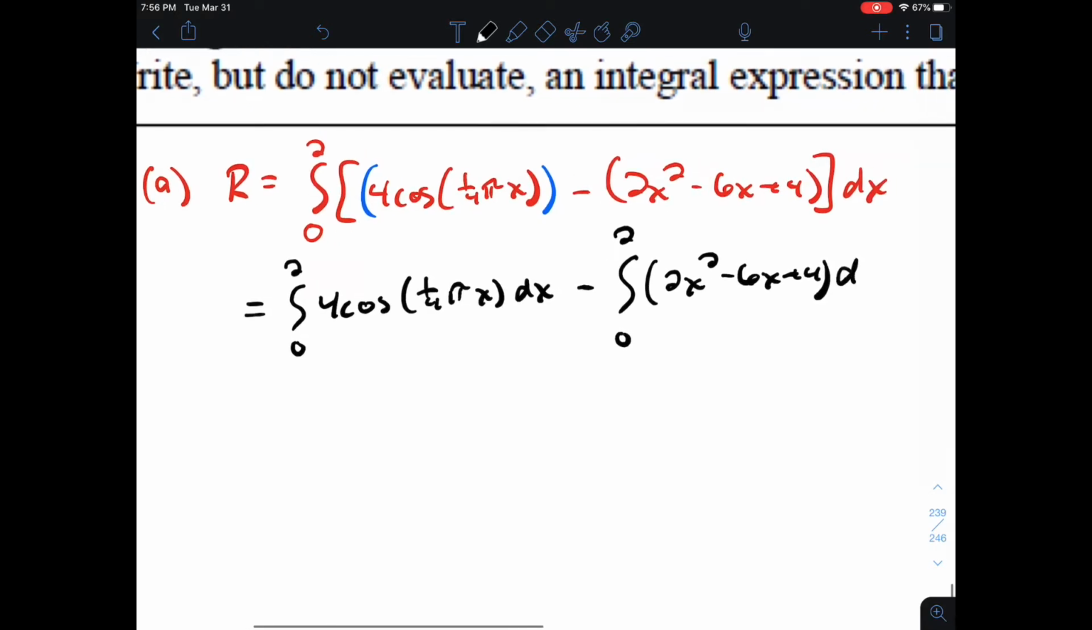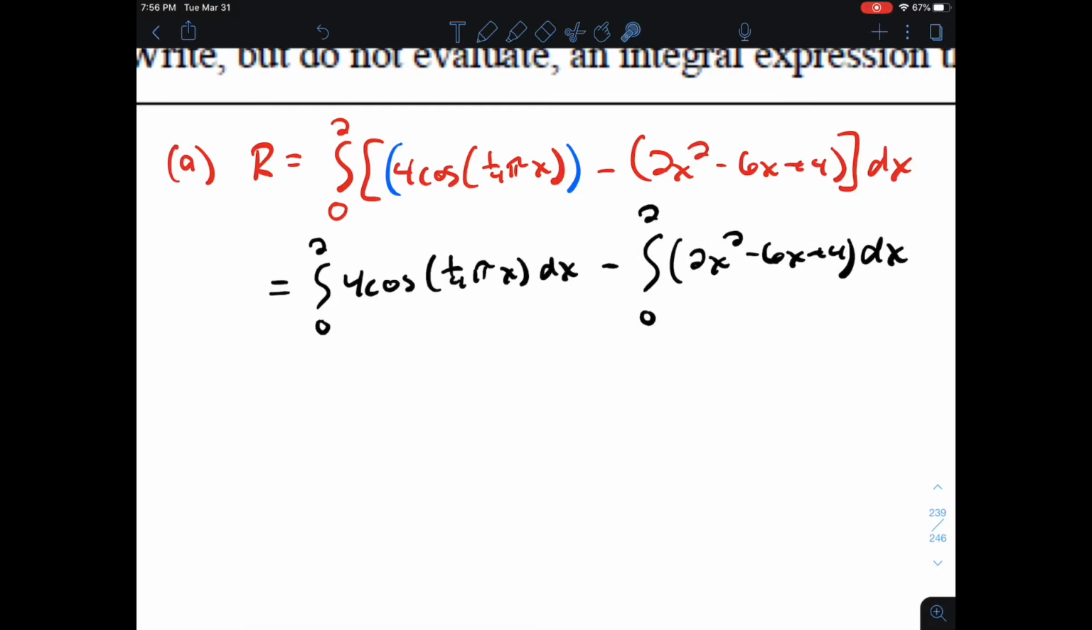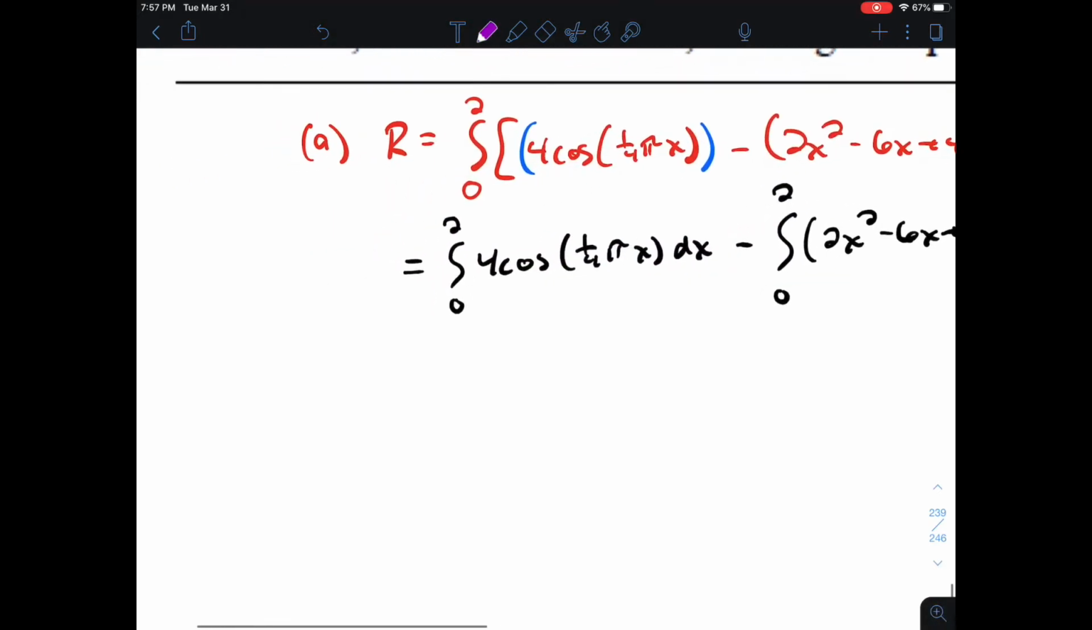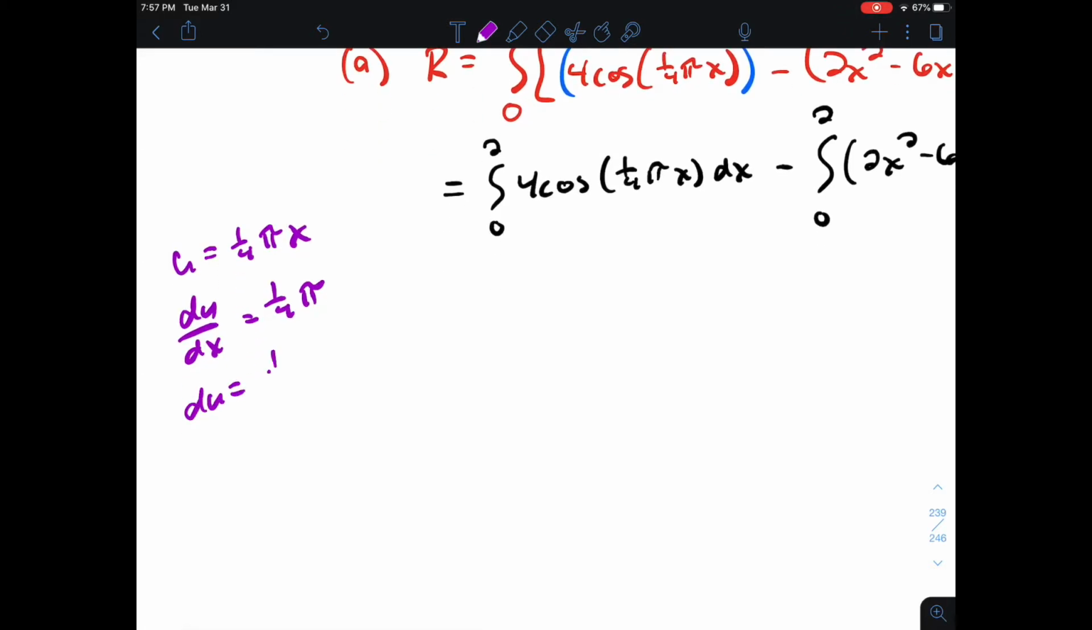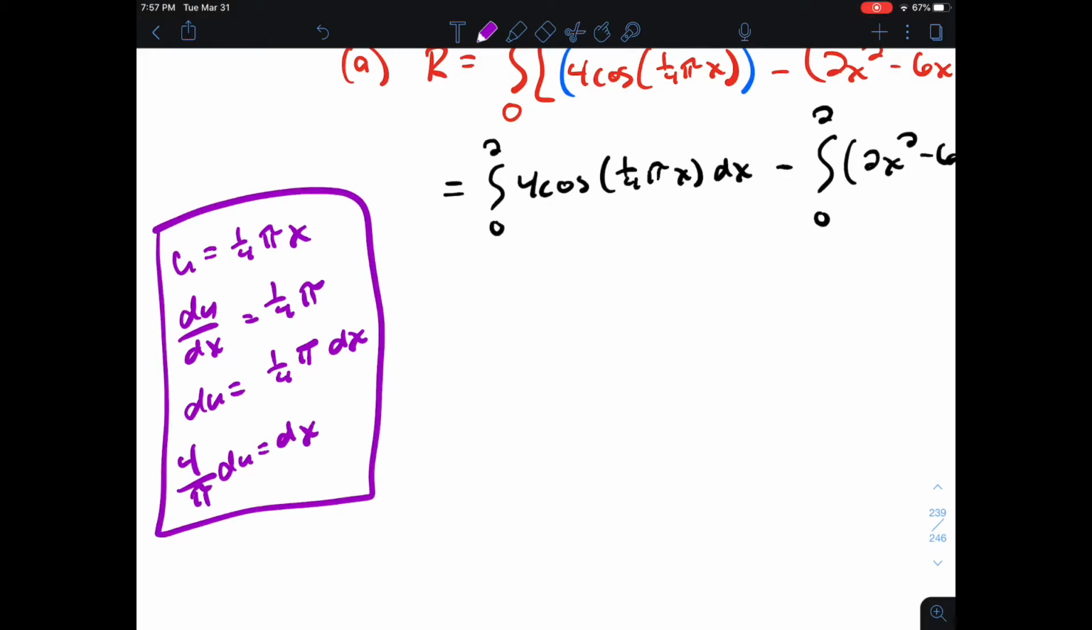And I'm doing that because the first term we have here requires a substitution by the way that I taught it to you. So I'm going to set u equal to the angle, which is going to make du over dx equal to 1/4 pi. du is going to be 1/4 of pi dx, which is going to make, if I multiply both sides by 4, I'm going to get rid of this 1/4. And if I divide by pi, I'm going to have pi on the bottom. So now I know that dx is 4 divided by pi du.